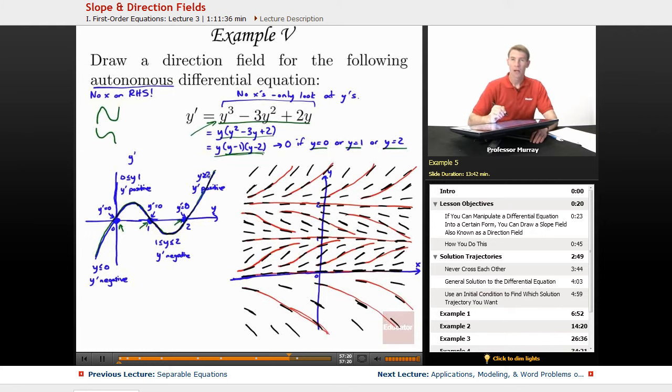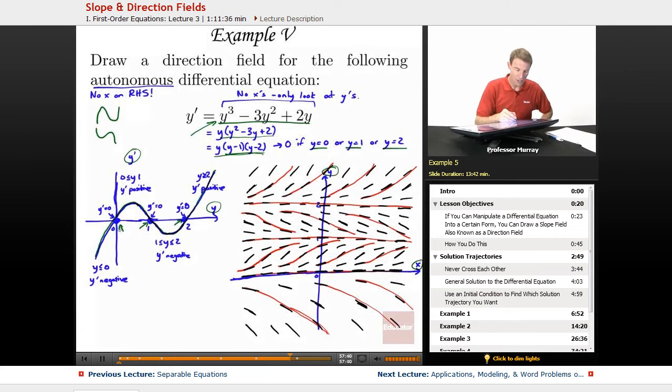And then I can use this. Remember, this is not the slope field. This is not the graph of x versus y. This is y prime versus y. What I have over here is y versus x. So two different graphs of two different things, but I'm using this graph on the left to figure out how to draw the graph on the right.